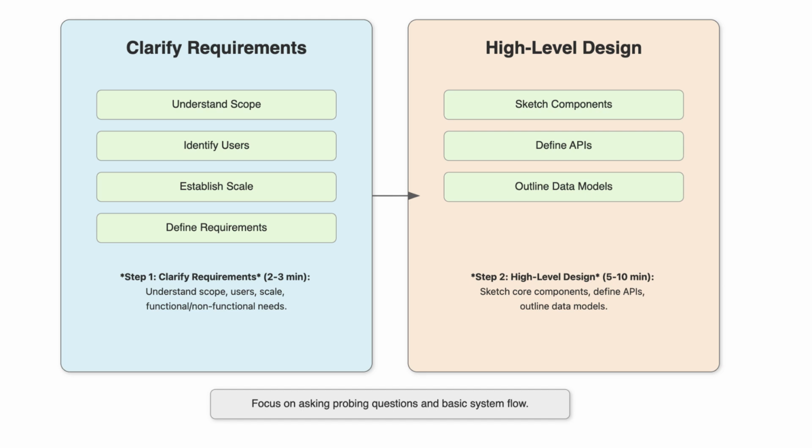Next, we move to high-level design, spending 5 to 10 minutes sketching the core components like clients, servers, databases, and caches. You'll define the API contracts between these components, outline data models and relationships, and create a basic system flow for the primary use cases. Remember, start broad before diving into specifics.